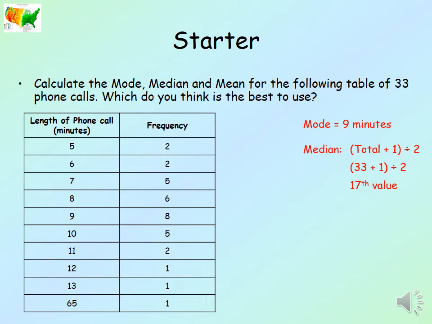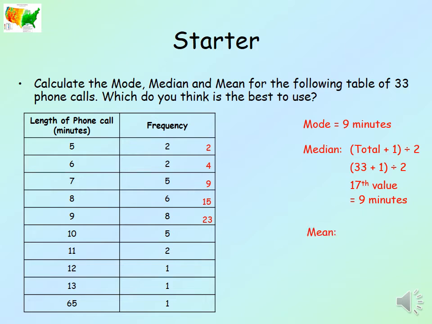So we have to find the 17th value, and we do that by what's called a running total. Okay, so we're adding that number each time. 2 add 2, 4, etc. So once again, it is length number 9. Okay, so the mode is 9, the median is 9.